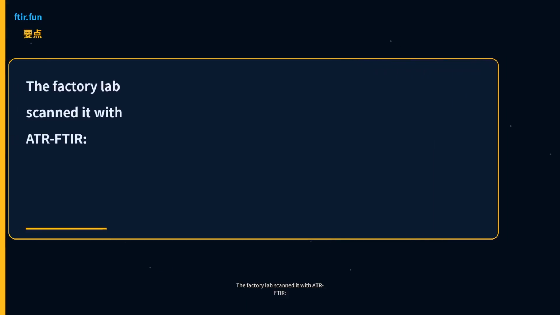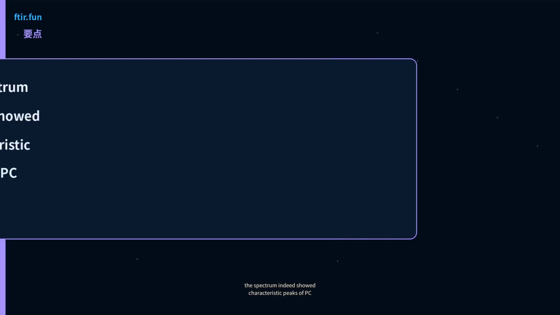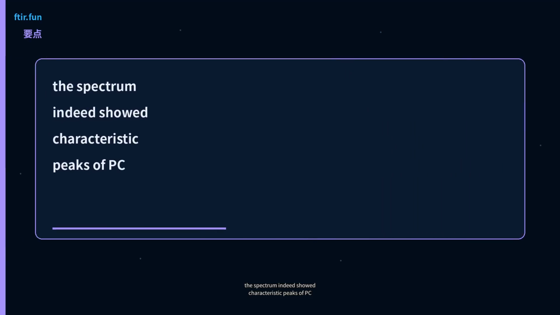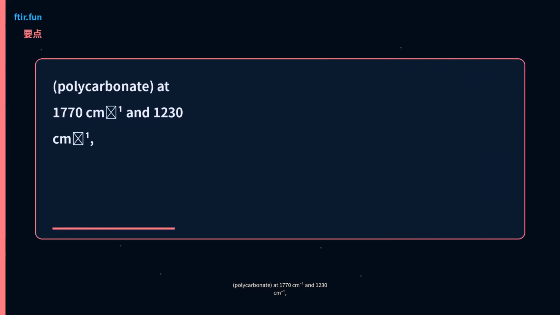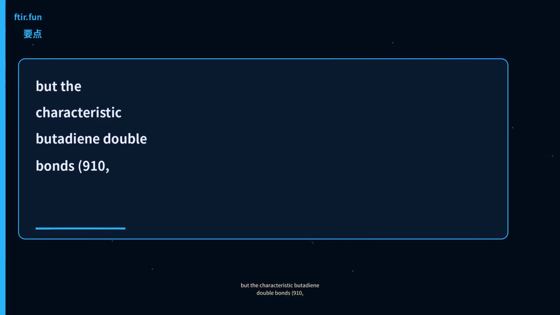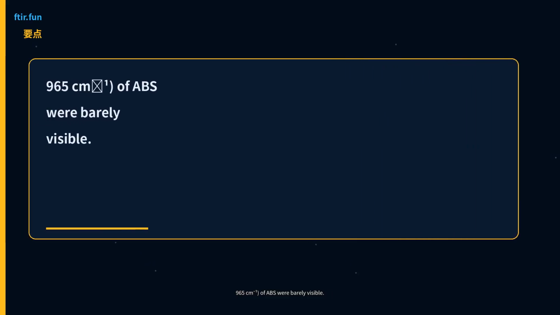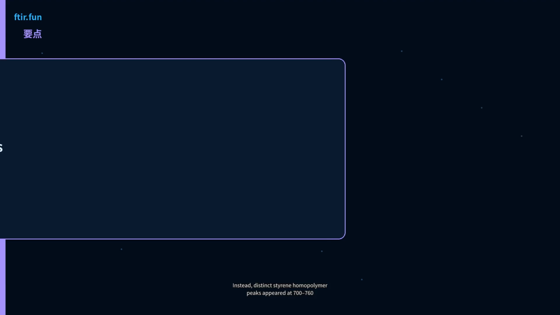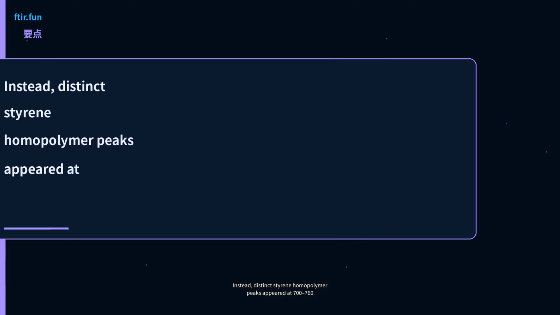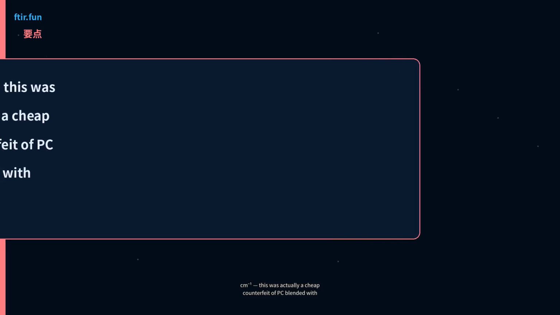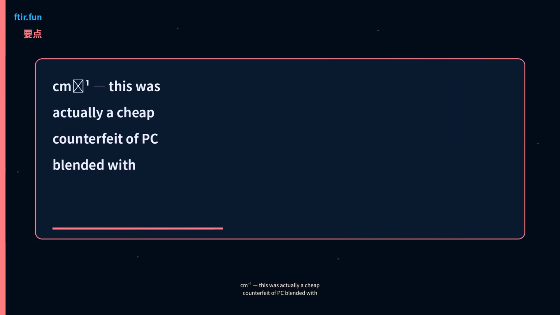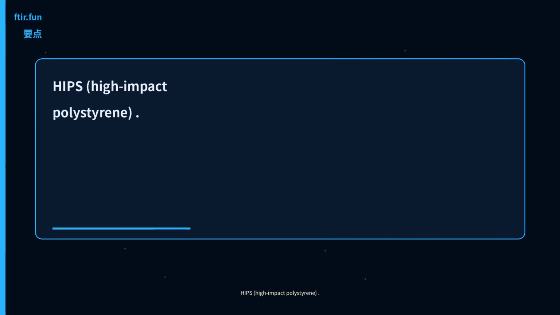The factory lab scanned it with FTIR. The spectrum indeed showed characteristic peaks of PC, polycarbonate, at 1,770 cm⁻¹ and 1,230 cm⁻¹. But the characteristic butadiene double bond peak at 965 cm⁻¹ was barely visible. Instead, distinct styrene homopolymer peaks appeared at 760 cm⁻¹. This was actually a cheap counterfeit of PC blended with HIPS, high-impact polystyrene.